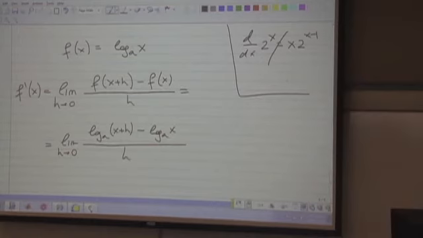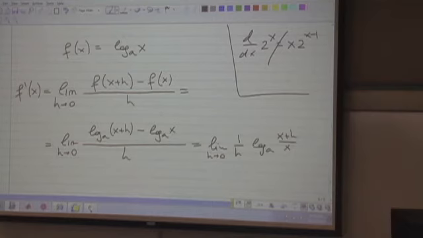Right? And so this is equal to the limit as h goes to 0 of, I'm going to write it in this fashion, 1 over h times log base a of x plus h over x. Everybody follows that?